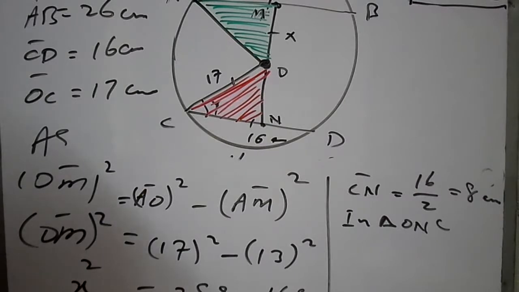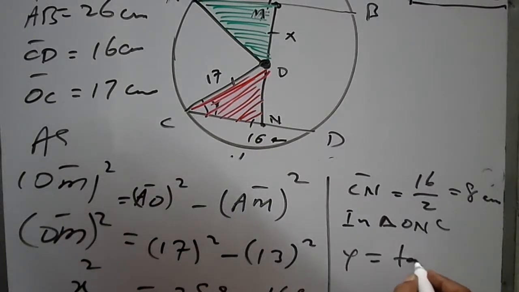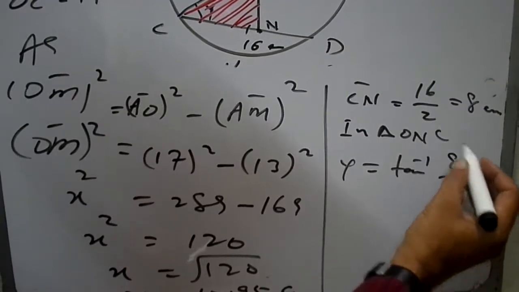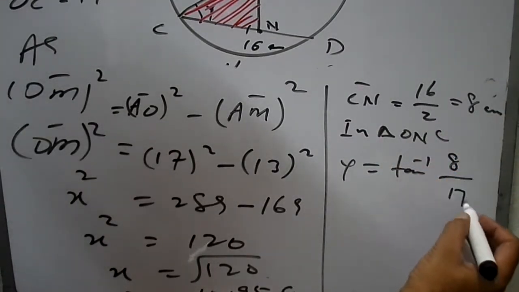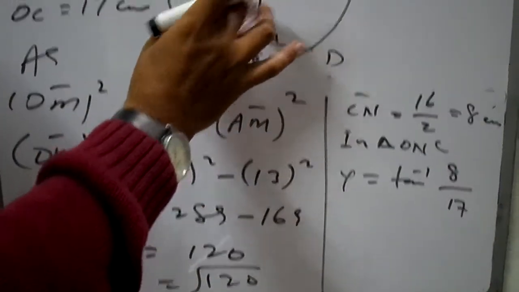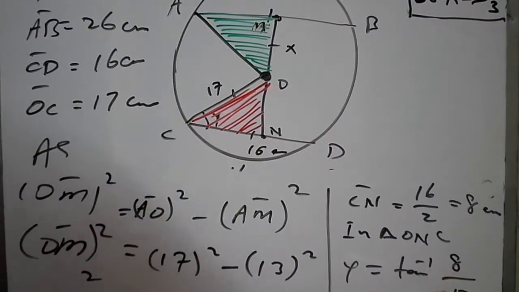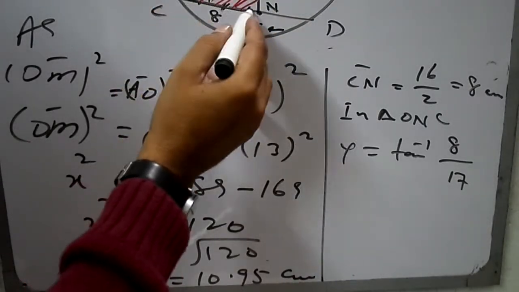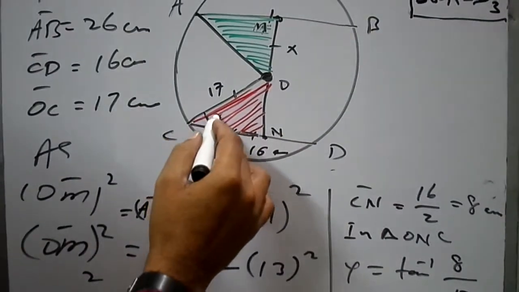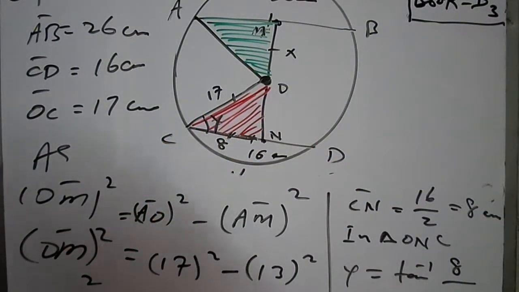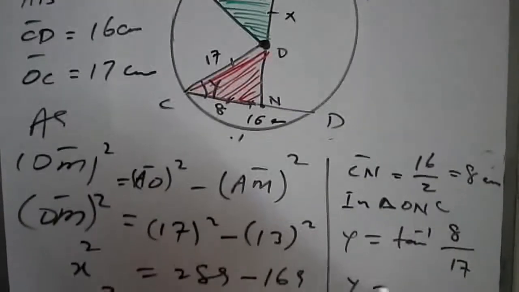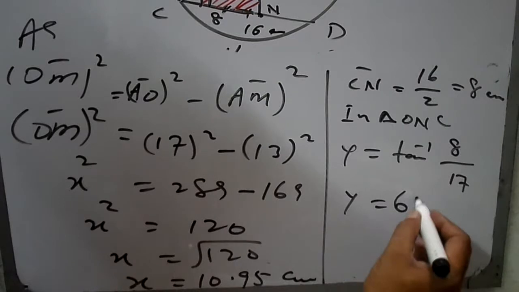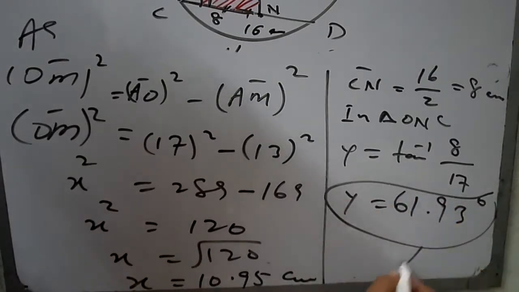So in this triangle, you can say that Y is equal to tan inverse of perpendicular by hypotenuse. The CN value is 8 and OC is 17. Having these values, 8 and 17, we have to find the angle Y. After using a calculator you will get 61.93 degrees. So that is your result.